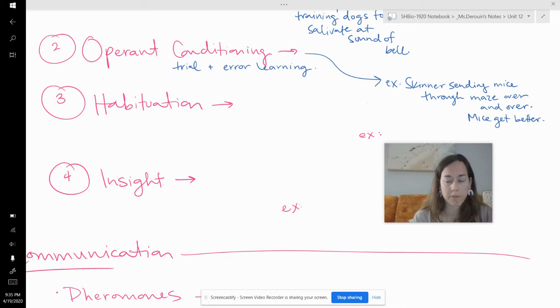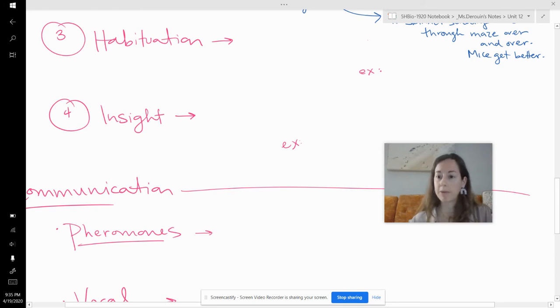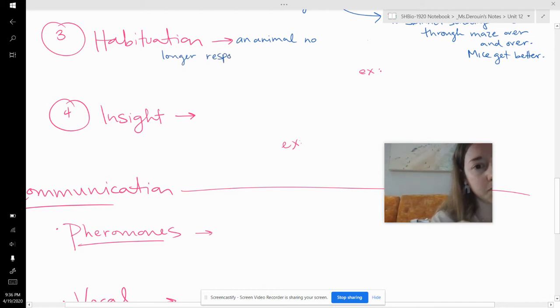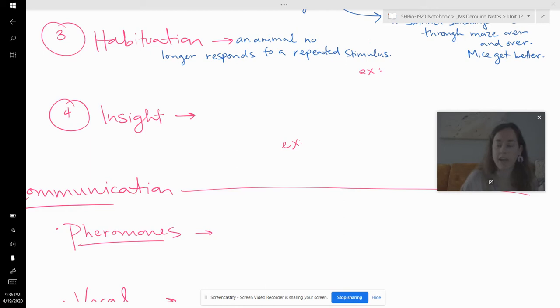Okay, so two more learned behaviors that I'm going to talk about. The next one is habituation, and it's basically making a habit. So what happens in habituation is that an animal no longer responds to a repeated stimulus. So basically, they learn that that stimulus is going to happen over and over again, and they become desensitized to it and don't react to it anymore.